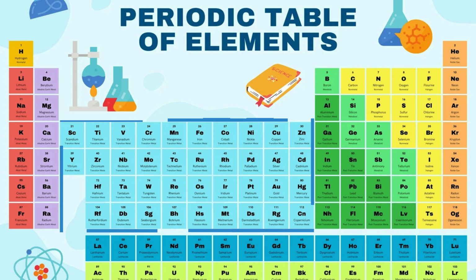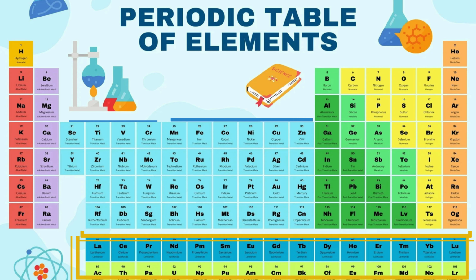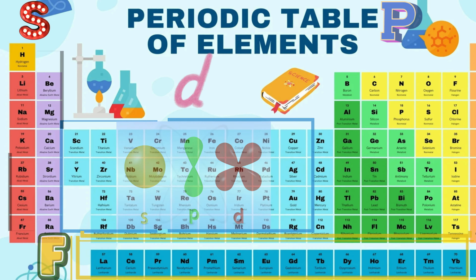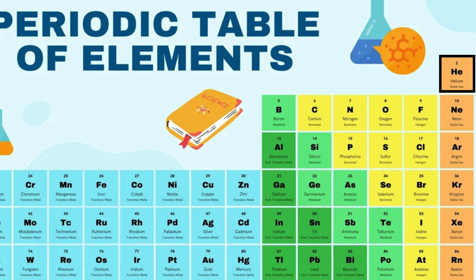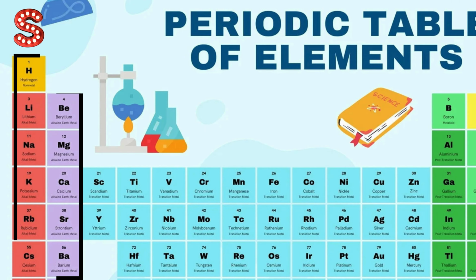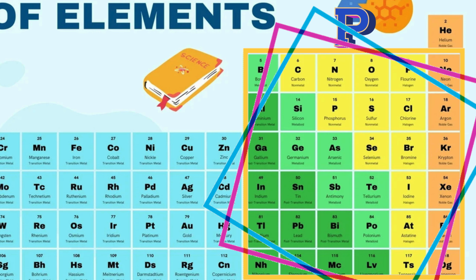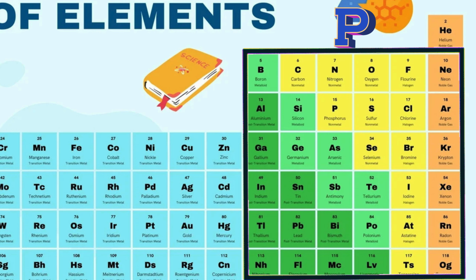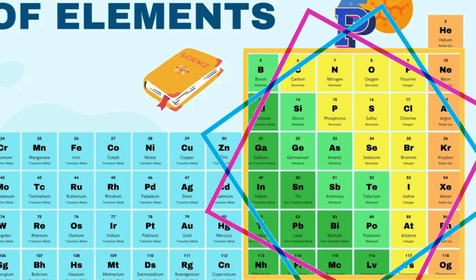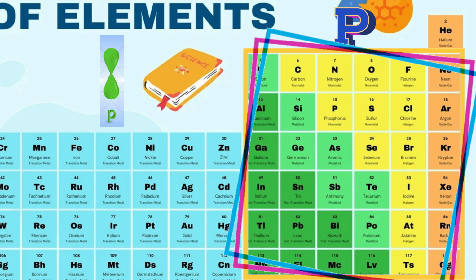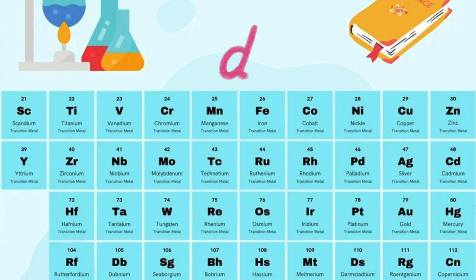Now, electron orbitals help define the 4 main blocks of the table. First, the S block. It includes groups 1 and 2 plus hydrogen and helium. Located on the far left, their electrons fill the S orbital. Second, the P block. This includes groups 13 to 18 on the right side, where outer electrons fill the P orbital. Third, the D block.